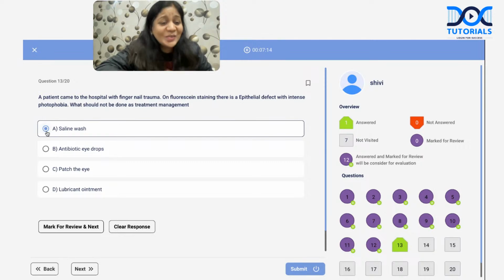Absolutely not, I don't have to read another option. I'll definitely patch the eye because there is a defect. It will heal on its own. I'll put an antibiotic ointment. I'll give atropine also, maybe to release the spasm and so that the pain is also gone. And definitely I'll give a lubricant. I will never do a wash because there's no foreign body. Washing will only aggravate things, isn't it?